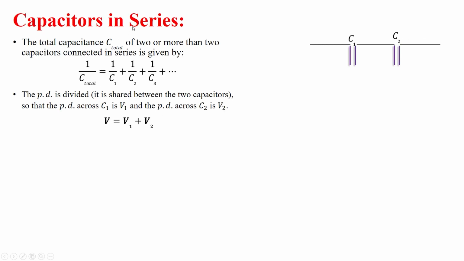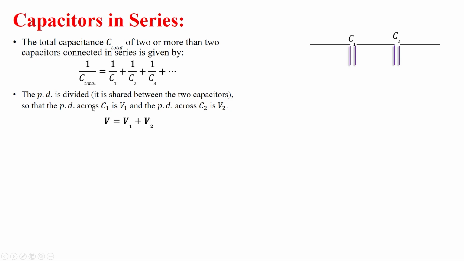Now capacitors in series. You can see over here, capacitors are connected in series, not in parallel way. The total capacitance of two or more capacitors connected in series is given by this formula: 1 over total capacitance is equal to 1 over C1 plus 1 over C2 plus 1 over C3.